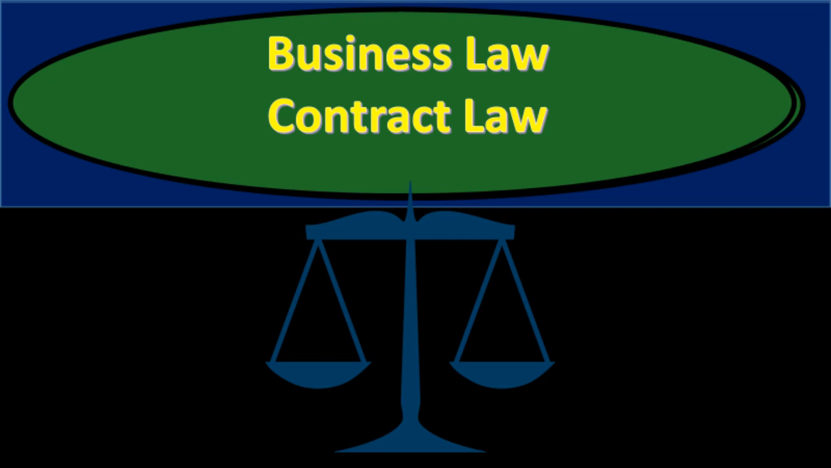So the 4 components are going to be mutual consent, consideration, capacity, and legality. The concept of mutual consent means that both individuals involved have some type of consensus. There's been an offer, there's been an acceptance, and both parties have mutual consent to it. Sometimes this is referred to as a meeting of the minds.